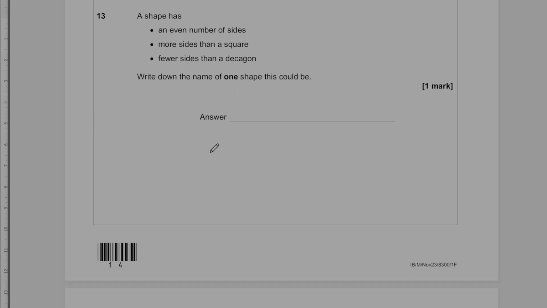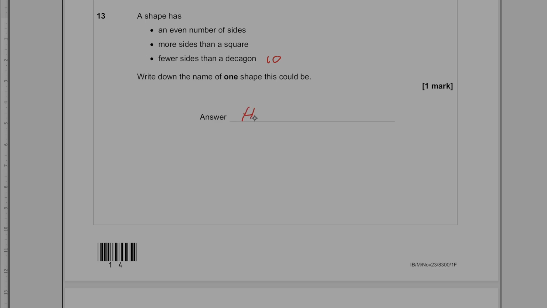Okay, question 13. A shape has an even number of sides, more sides than a square, fewer sides than a decagon. Write down the name of one shape that this could be. So it's got to be an even number of sides, more than a square, and less than a decagon, which is 10 sides. So we're after either a 6-sided or an 8-sided shape. We can go for a hexagon or an octagon. So I'm going to go for a hexagon.